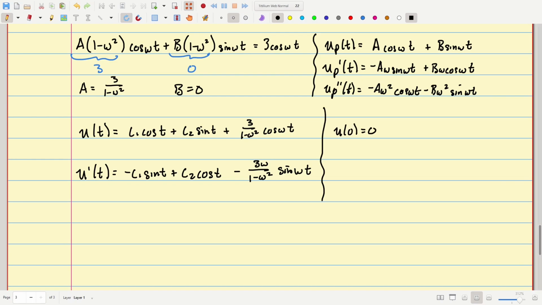U of 0 is equal to 0. So C1 plus 3 over 1 minus omega squared is 0, so C1 is equal to negative 3 over 1 minus omega squared. U prime of 0 is equal to C2, since I plug in 0 for the other two things to get sine of 0 in both cases. So C2 is 0.